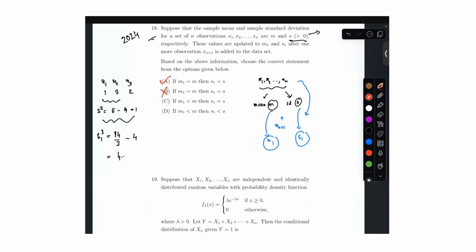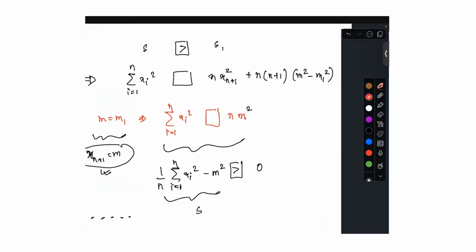So we will also check other cases because that's a learning experience. If M1 is less than M, then what happens? If M1 is less than M, then what will happen? Can we do anything here? What if M1 is less than M?